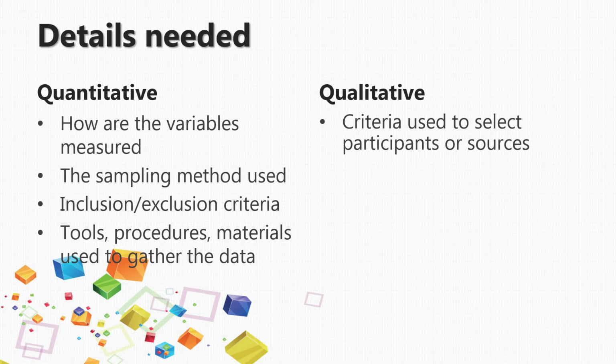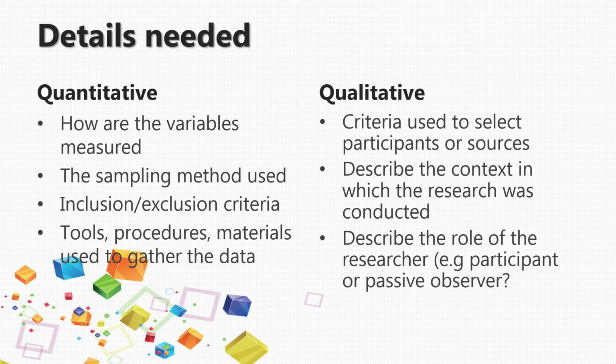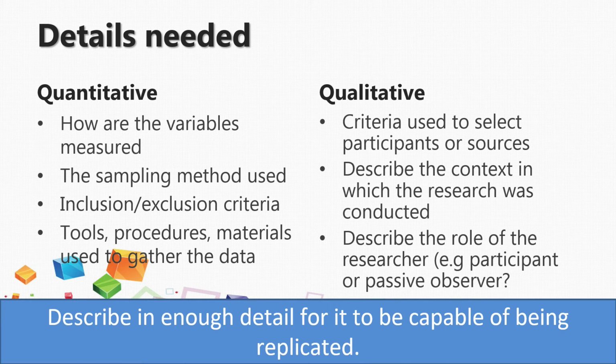In case you're using a qualitative approach, then you will have to include in your write-up the criteria used to select the participants or sources. So similar to the inclusion criteria. How would we be able to identify that a participant qualifies to be a participant of your research paper? Then describe the context in which the research was conducted. Also, describe the role of the researcher. Are you a participant or are you simply a passive observer? These things we will also talk about in more detail.